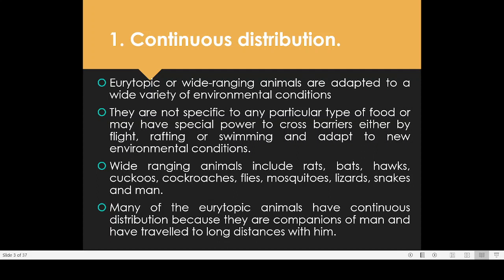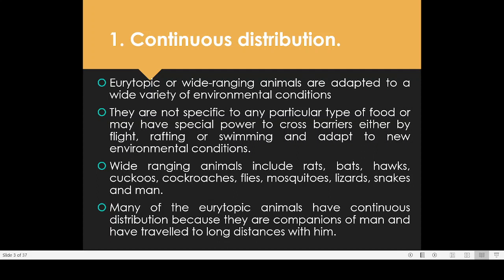Eury means wide, present in a wide range of areas. So wide-ranging animals are adapted to a wide variety of environmental conditions. For example, you take human beings, the housefly, the lice, and the cockroach. These animals are present in almost all areas of the earth. That means they have better adaptability. They are capable of surviving even in extreme cold, and also in extreme heat. So such animals have a higher level of adaptation.